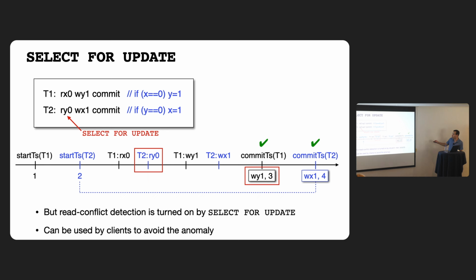So if I implement in T2 this read using select for update, at commit time the database will actually have to check that all the reads by T2, like this one, haven't been invalidated. So there was no other transaction that wrote something to this object during the lifetime of this transaction.